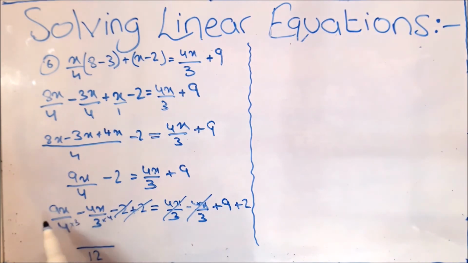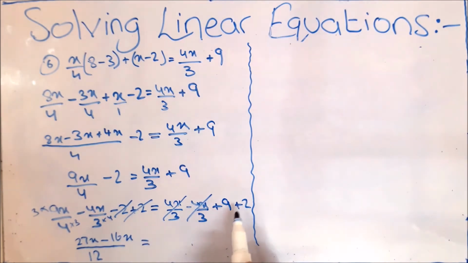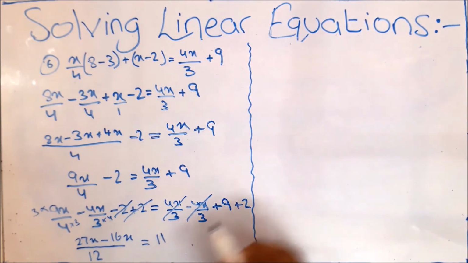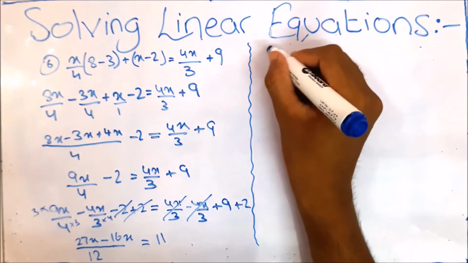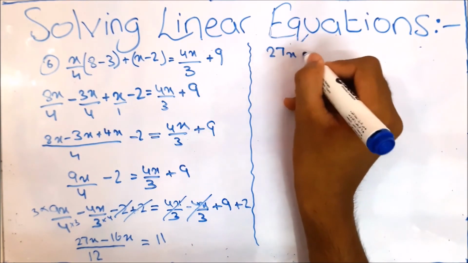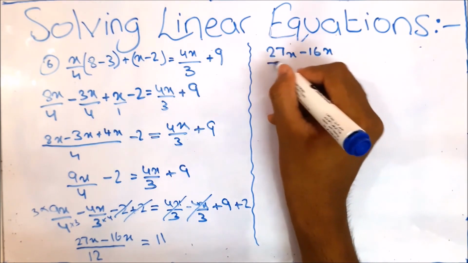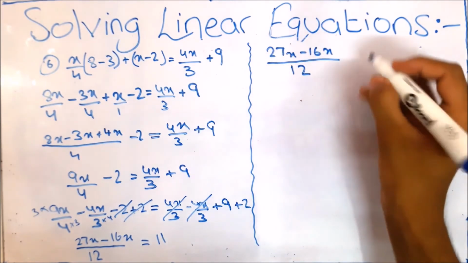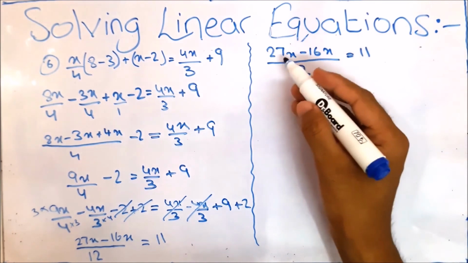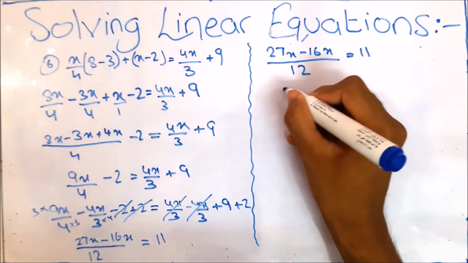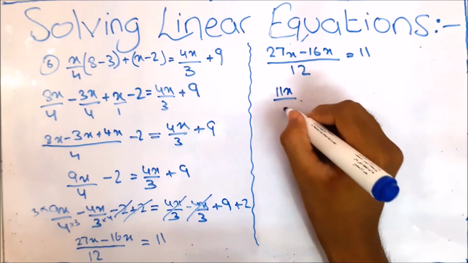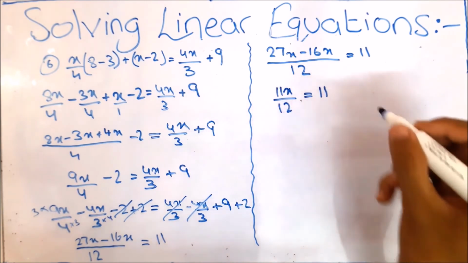So we multiply 4 by 3, and 9 will be multiplied by 4. 9 times 3 is 27x, and 4 times 4 is 16x. Minus 16x is equal to, when we add this up, we get 11. Okay, so moving it over here, I'll just copy it down again. 27x minus 16x divided by 12 equals 11. Okay, so if we simplify 27 minus 16, we get 11x over 12 is equal to 11.